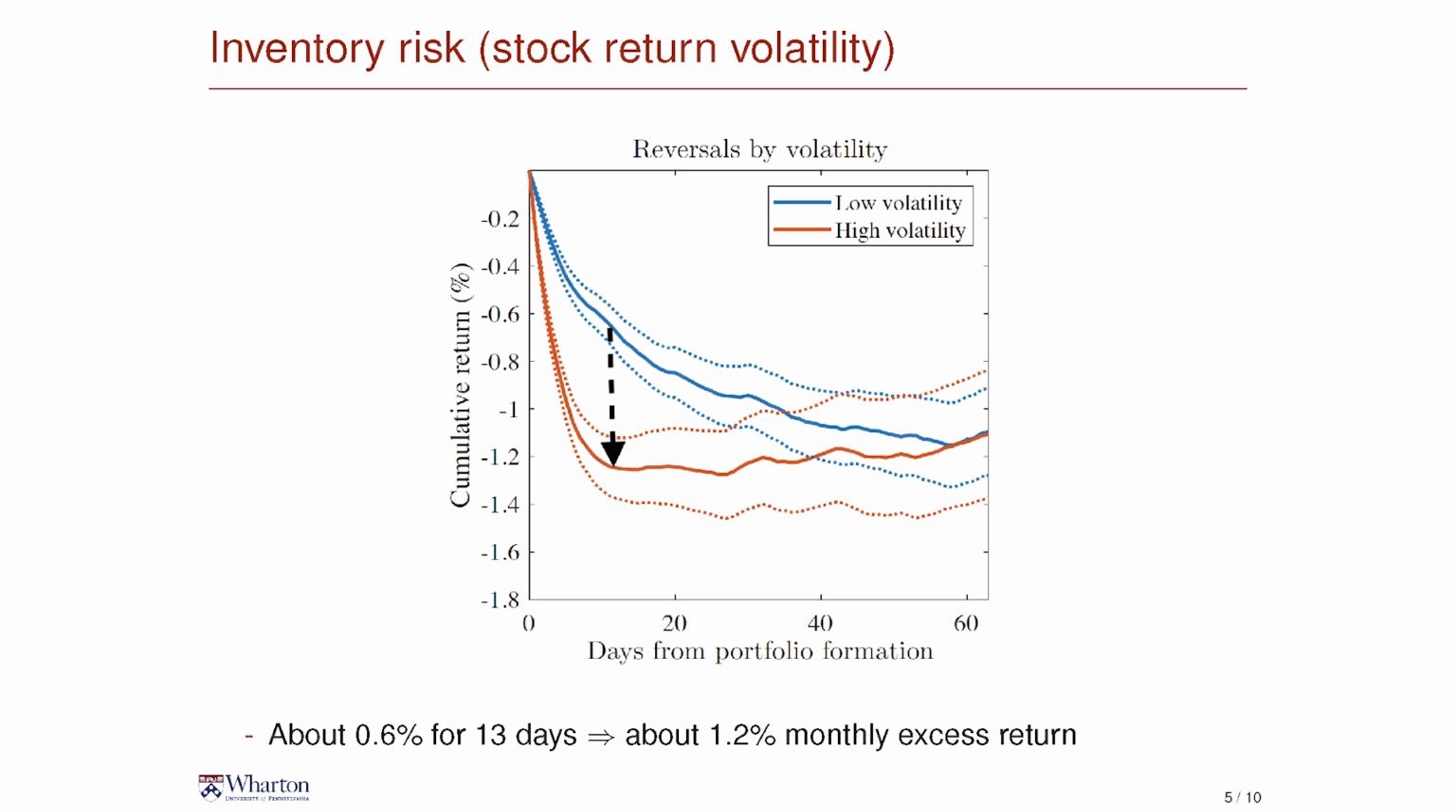And if you do some back-of-envelope calculation, the gap around 2 weeks between these two lines is about 0.6%. Based on this, you can calculate back out what the monthly excess return is that investors have to pay for this inventory risk, right? It's about 1.2% monthly. So it's very big.